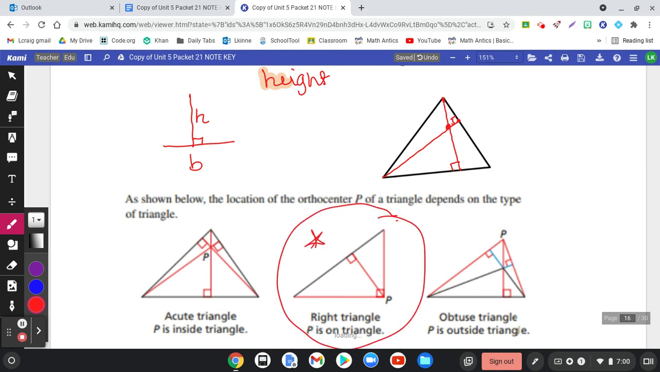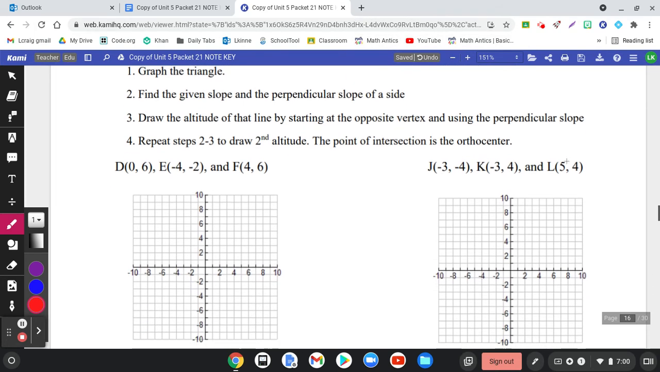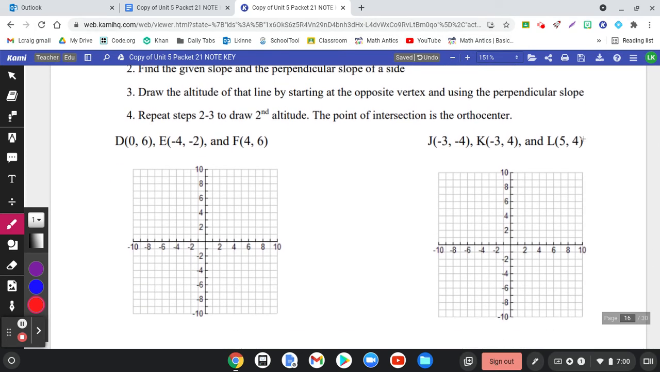If it's a right triangle, your heights meet at the right angle. That's the only type that they typically ask about. But if you wanted to find it, just plot the points. We're not going to worry about this one. We're only dealing with right triangles with orthocenter.